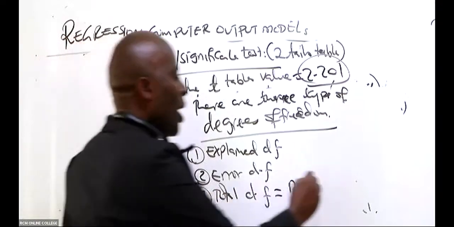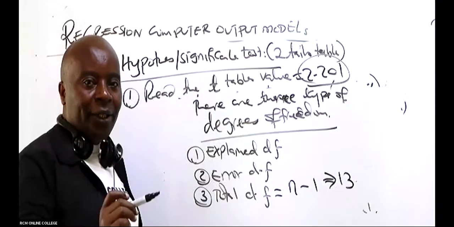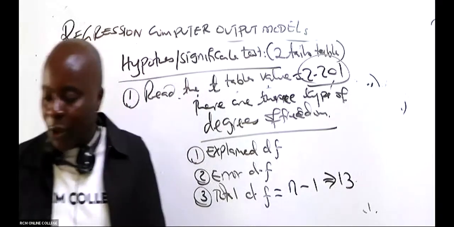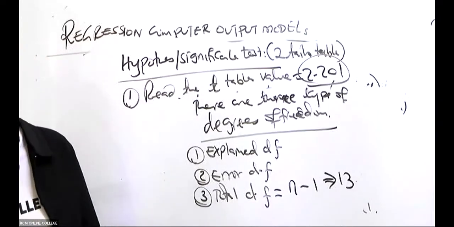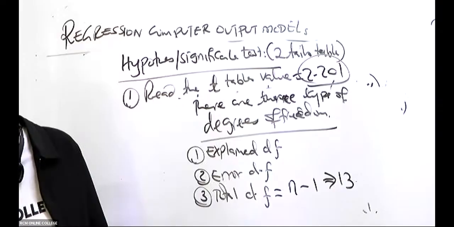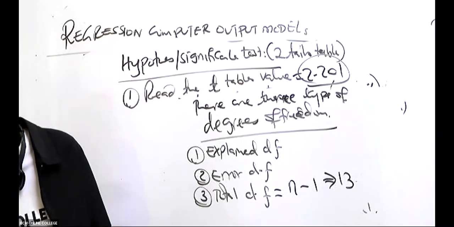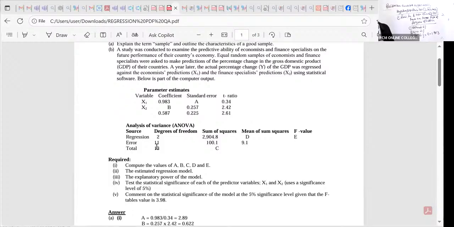Like in this question, have they given us the total degrees of freedom? There are 13 total degrees of freedom. If you look at this table very well, ladies and gentlemen, my good students, you'll be able to see the total degrees of freedom. So the total degrees of freedom here, there are 13. I hope you're able to see them.